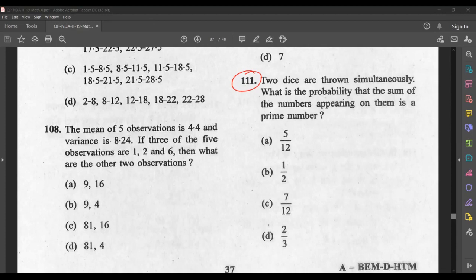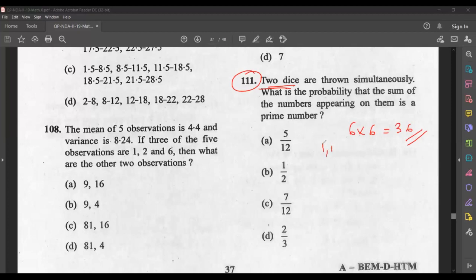Two dice are thrown simultaneously. What is the probability that the sum of the numbers appearing on them is a prime number? So how many possibilities are there here? If you are throwing 2 dice, you have 6 into 6, that is 36 elements in the sample space.